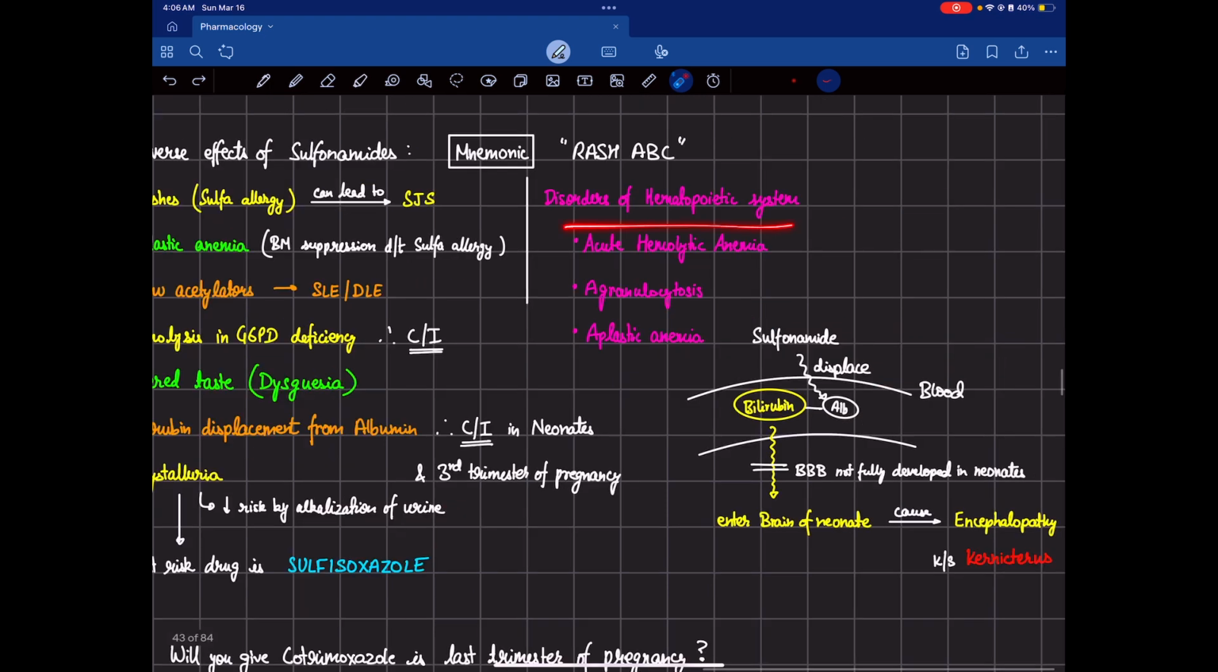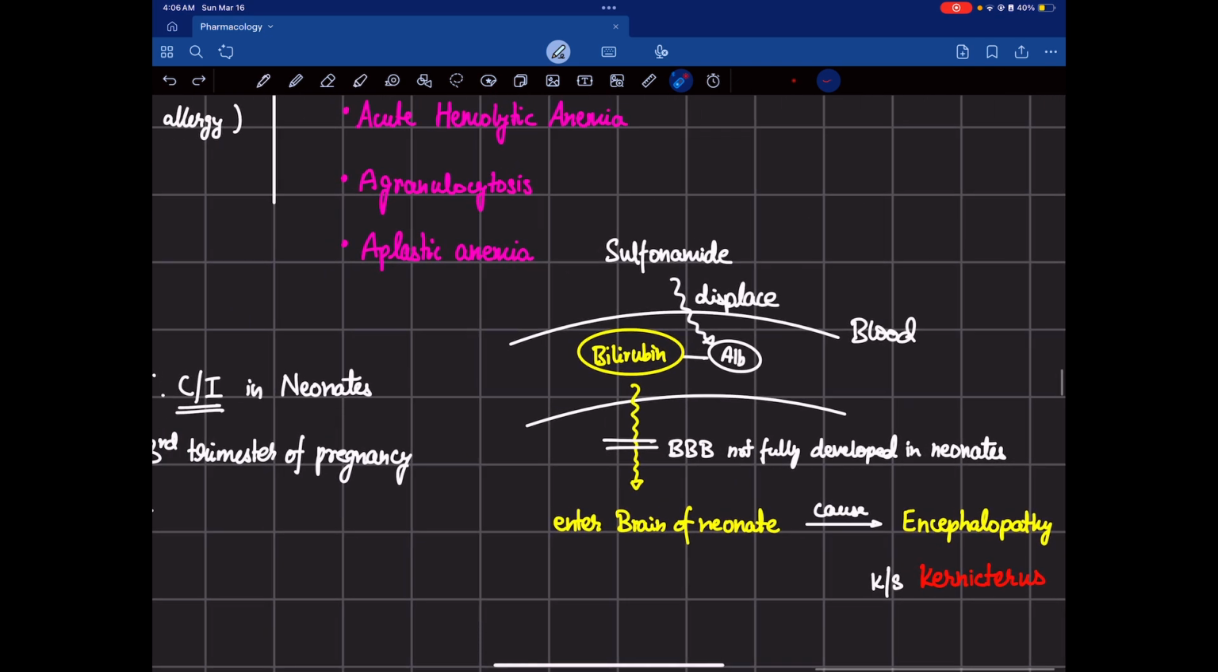Now, disorders of the hematopoietic system are acute hemolytic anemia, agranulocytosis, as well as aplastic anemia. Also, here is a small diagram to represent sulfonamide action. So what happens is that sulfonamide displaces bilirubin from albumin, which causes a bilirubin increase, and this bilirubin can cross the blood-brain barrier. Therefore, it enters the brain of neonates. It can cause encephalopathy, and this is known as kernicterus.